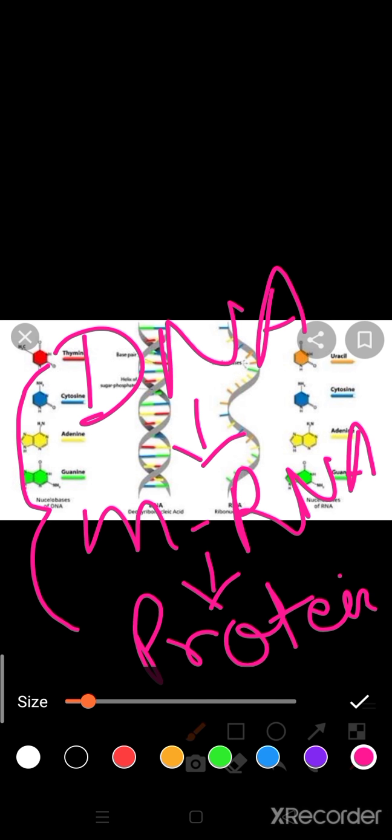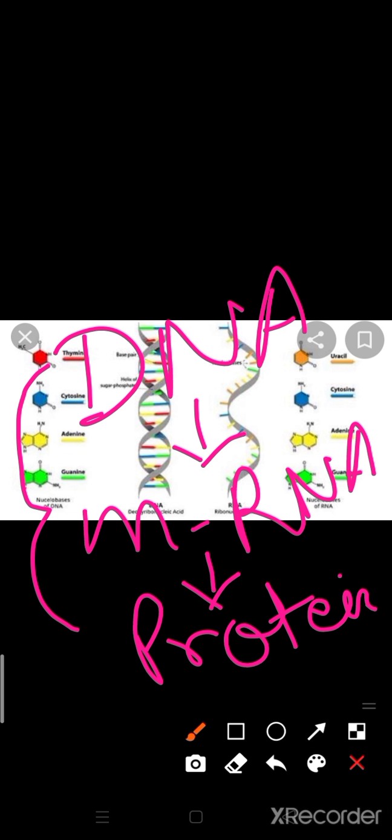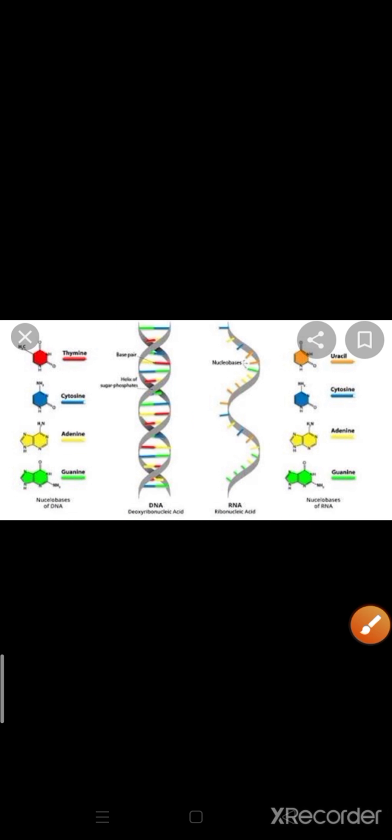Clear? So we had already discussed mRNA. Today we will continue with rRNA. rRNA is basically associated with ribosomes. Clear? And it does not have any specific diagram by which you can understand it, because RNA is generally associated, as I told you, with the ribosome.